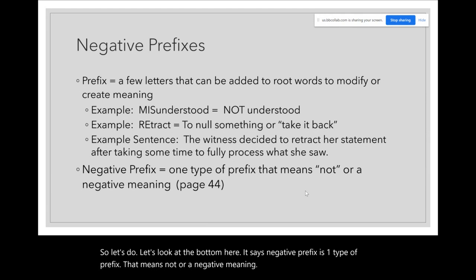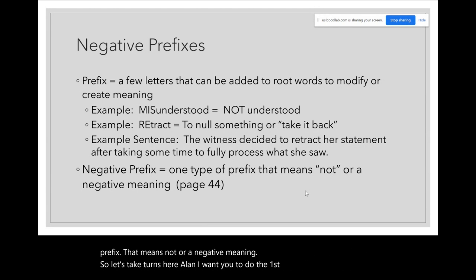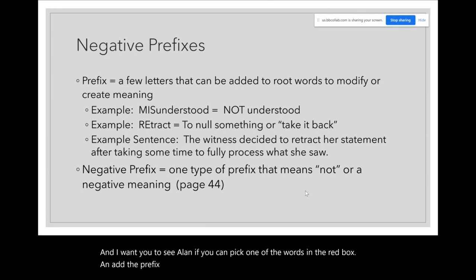So let's take turns here. Alan, I want you to do the first one with un. So you're going to look in the box at the top. We have six words: advantage, experienced, regular, social, certain, and spell. And I want you to see, Alan, if you can pick one of the words in the red box and add the prefix un to it. Which one can work? I am between two. I'm not pretty sure. The first is unadvantage or uncertain. Uncertain? Or unexperienced. I don't know. I think all of these can be there.